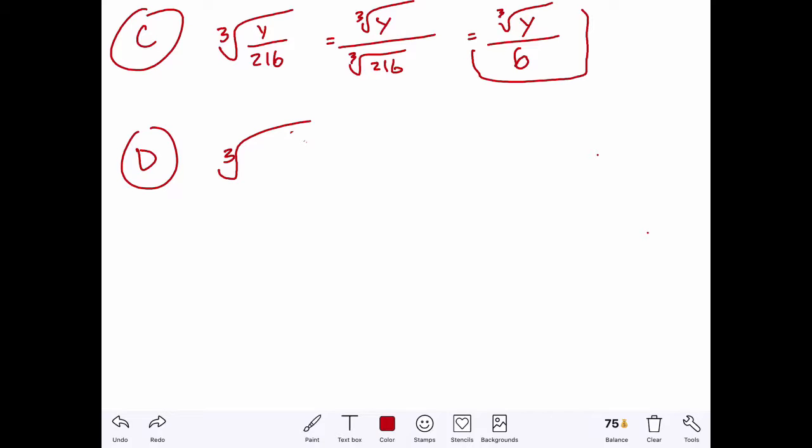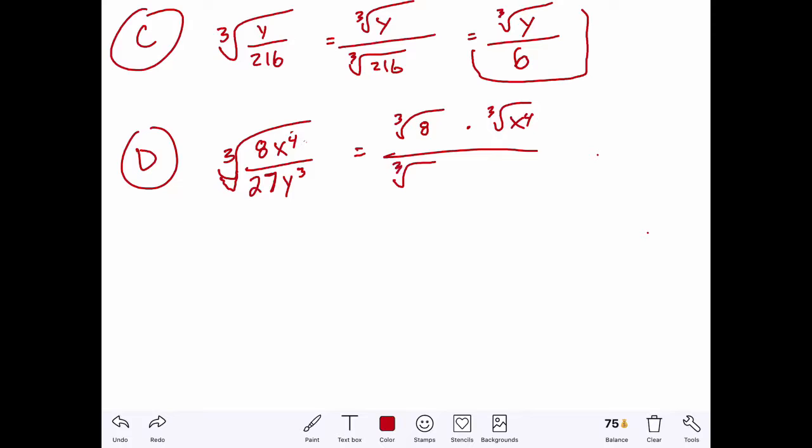Okay, the cube root of 8x to the 4th over 27y cubed. And that radical encompasses all of them there, okay? All right, so we can apply that cube root to all of them individually. The cube root of 8 times the cube root of x to the 4th over the cube root of 27, essentially now multiplied on the bottom by the cube root of y cubed.